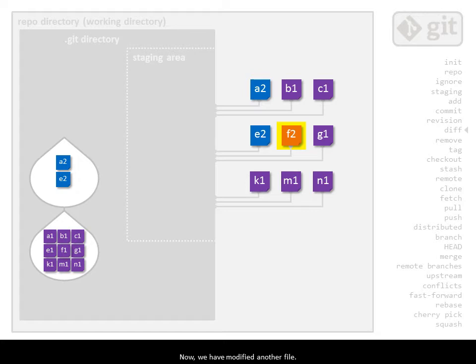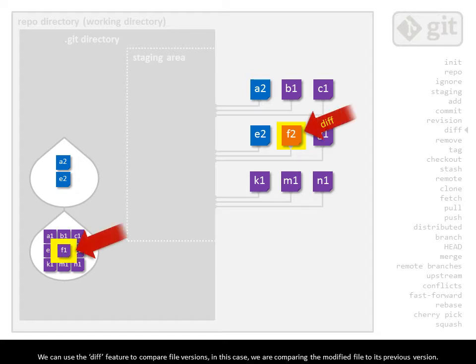Now, we have modified another file. We can use the diff feature to compare file versions. In this case, we are comparing the modified file to its previous version.